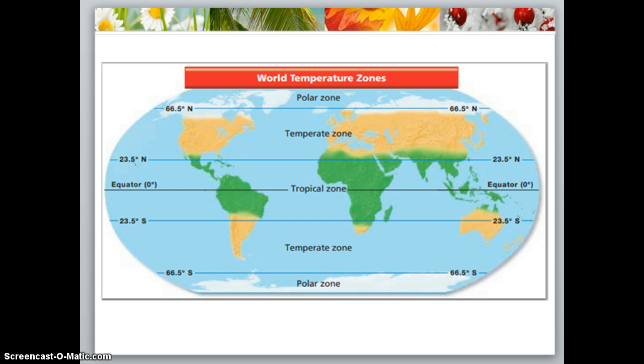So when we look at different climatic regions, what scientists have done is they started at different points of latitude. So about 66 degrees north would be the polar zone. Between 23 and 66 would be temperate. Between the equator and 23 degrees would be tropical. And then it repeats as you go south of the equator.